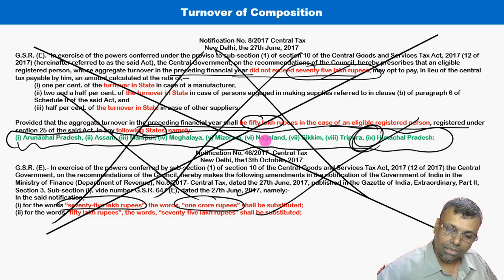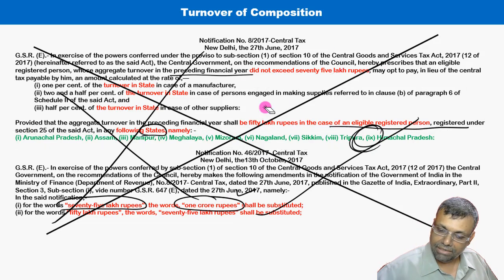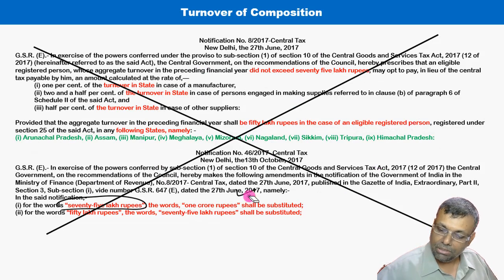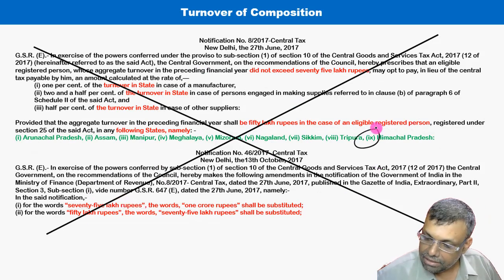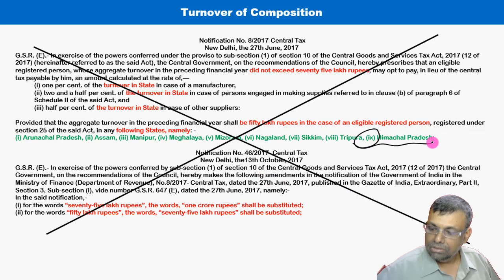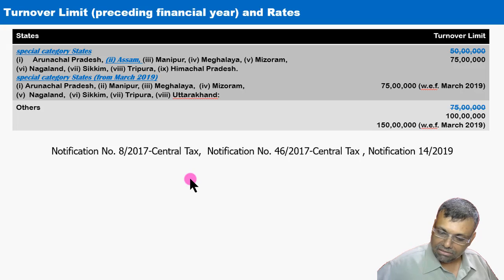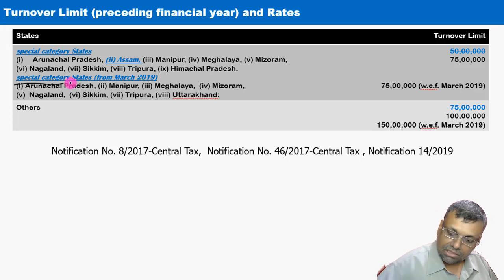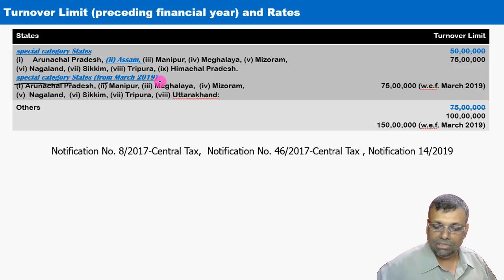In other words, one of the states has been removed from this special treatment by the government, and that could be a catch in the examination. See here, it was 9 states. So one of the states has been removed from this particular category, and that's the reason I made it very clear now. This is a special state category from 2019 onwards. We have only 8 states. Previously, it was 9 states in total.